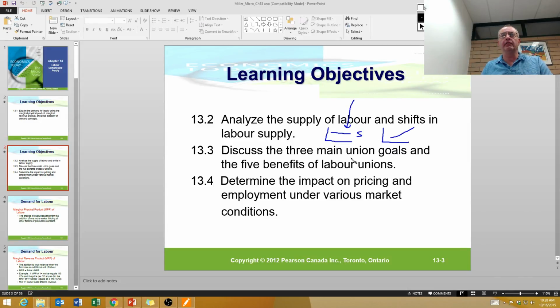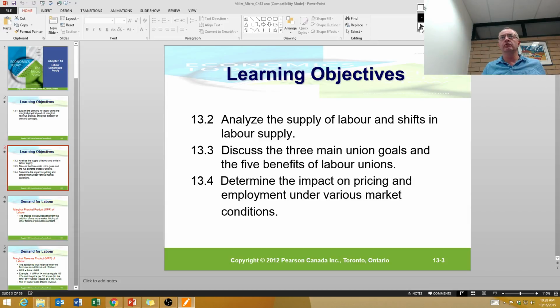And then we look at some of the goals that labor unions have because they control the labor supply to certain firms, and some of the impacts of labor unions in the labor market. And then finally, we'll look at the effect of a so-called monopsony on labor market price and quantity of labor purchased. A monopsony is a single purchaser of an input or a product.